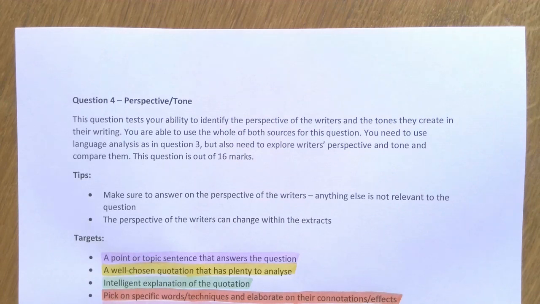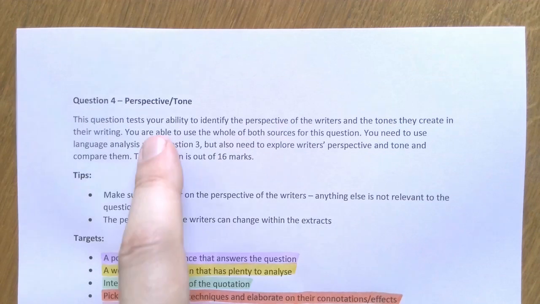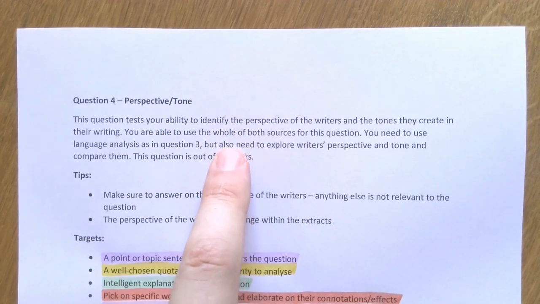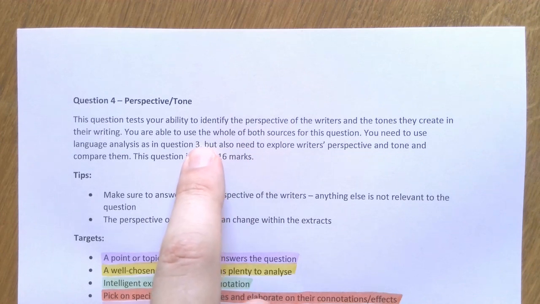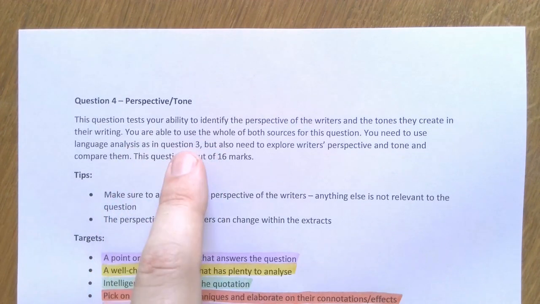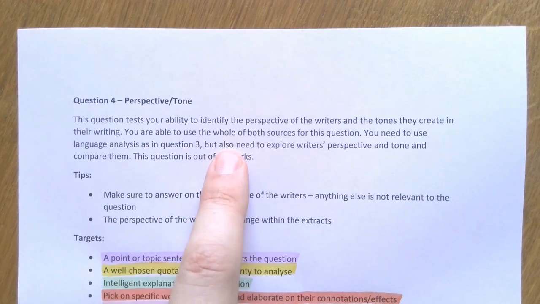So when it comes to my introduction, what I've said is you're going to need to be able to identify the perspective of the writers and the tones they create. So it might be that it's a really sarcastic piece of writing, it could be that it's humorous, it could be that it's really serious and informative, but you need to figure this out when it comes to writing about it. You're able to use the whole of both sources for this question, which gives you a massive amount of text to actually get your quotations from, so hopefully you remember some decent moments that you can actually talk about when it comes to this question.